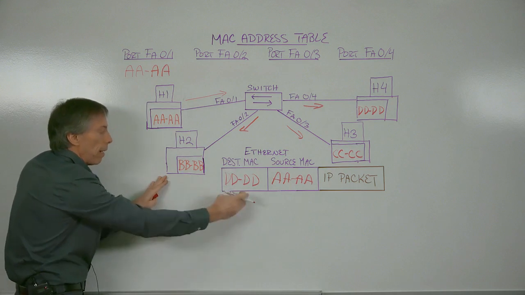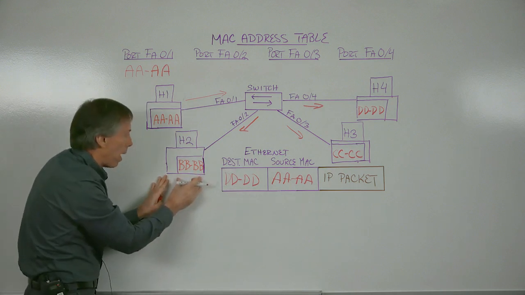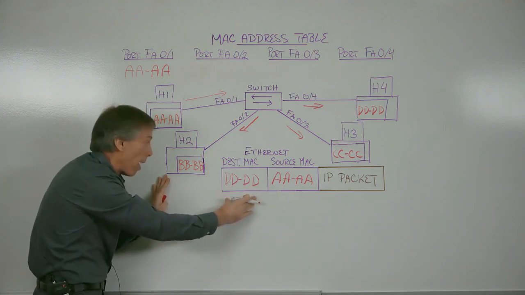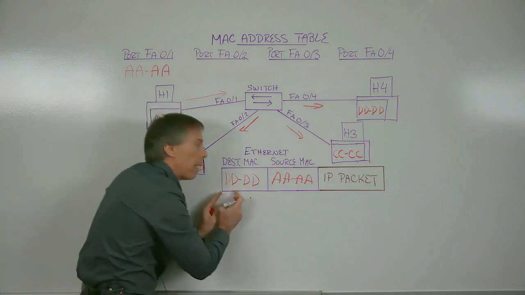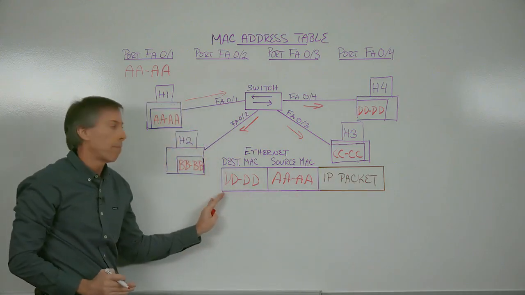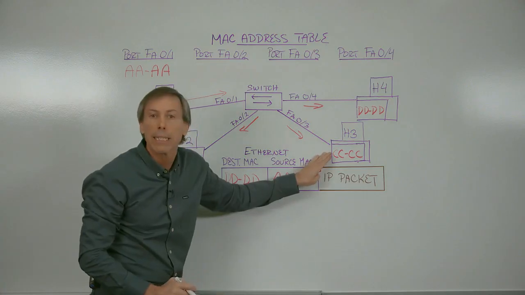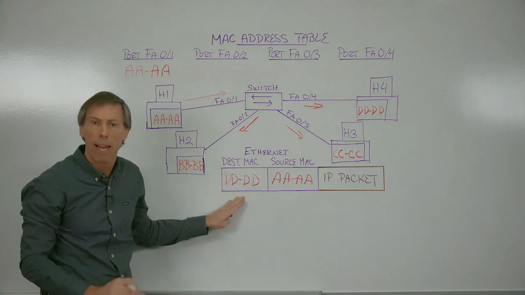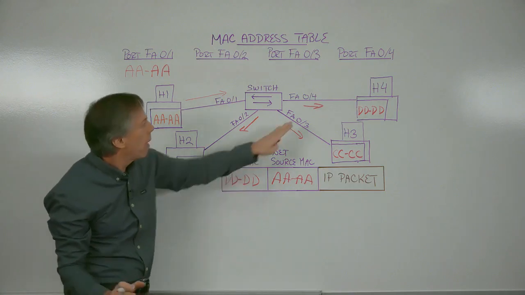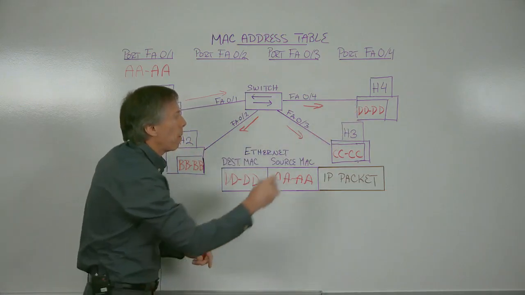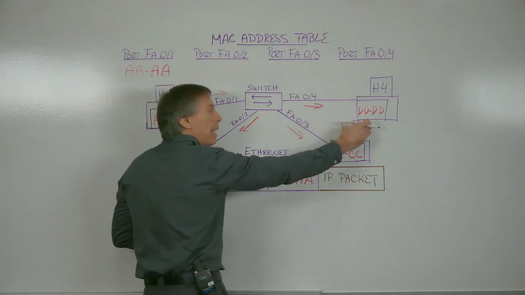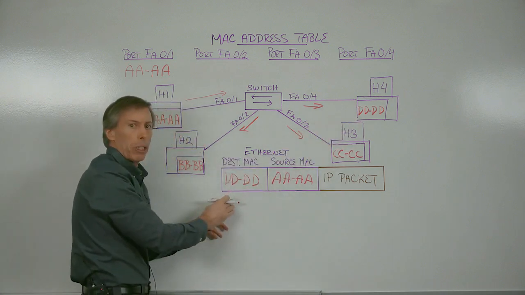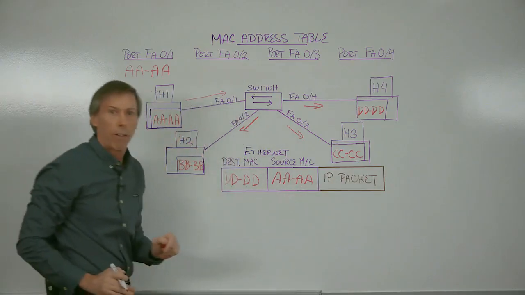When H2 receives it, its Ethernet NIC card compares its MAC address to the destination MAC address of the Ethernet frame and goes, we're not a match. So it ignores the rest of the frame. See, H3 does the same thing. My MAC address doesn't match the MAC address of the destination MAC. Ignore the frame. H4, when it receives this Ethernet frame, its Ethernet NIC card goes, yeah, that is my MAC address. We are a match. So it goes ahead and receives the entire frame.